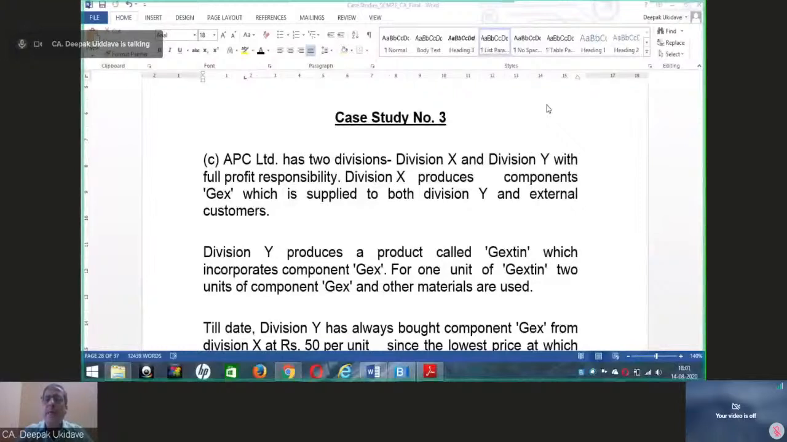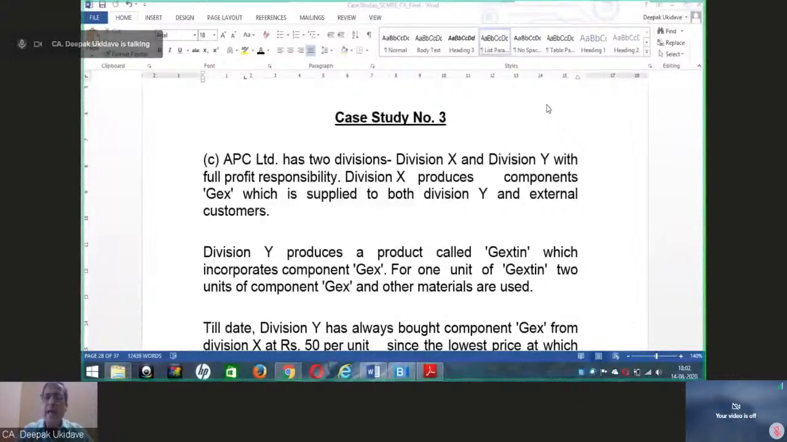So the formula which we had understood while deciding the minimum transfer price is marginal cost of selling division, that is variable cost of selling division per unit, plus opportunity cost. Now the question asked by two students was, sir, do we take into account opportunity cost every time or only when the capacity is full?